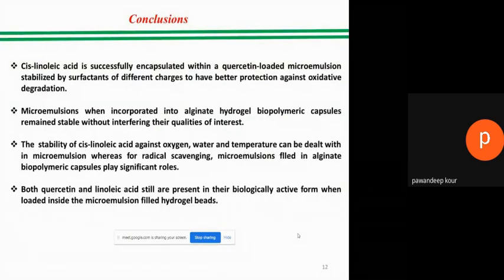Now, in conclusion, in a nutshell, when a microemulsion with linoleic acid as oil and quercetin as antioxidant is formed, it can protect the loaded LCPUFAs against oxidative degradation. The capsules showed wonderful gel strength, as we can see from the rheometer graphs, and non-Newtonian shear thinning behavior with no leakage at all. Additionally, both quercetin and linoleic acid are still present in their biologically active form when loaded inside microemulsion alginate capsules.